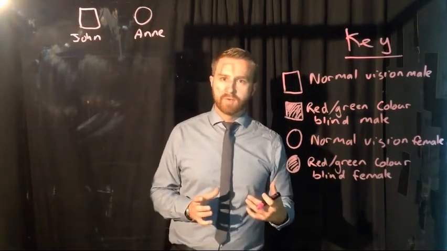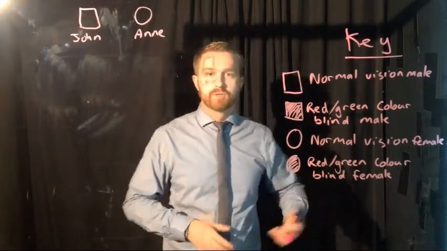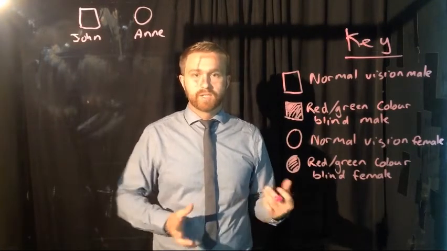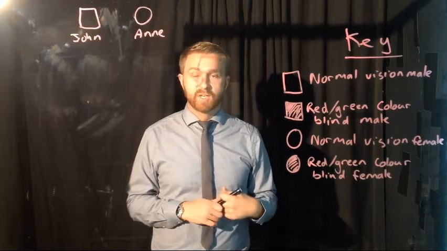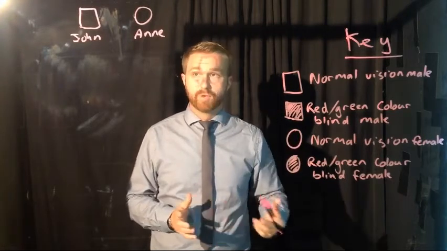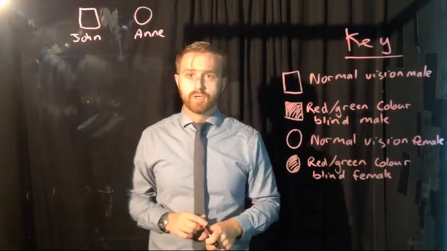So in the question we read that there's a guy called Nick, he has a wife called Maria, and Maria's family has a history of colour blindness, particularly in the males. And the question asks you to construct a pedigree to show how this colour blindness trait has been inherited through her family. So it starts off with the parents, who are called John and Anne.